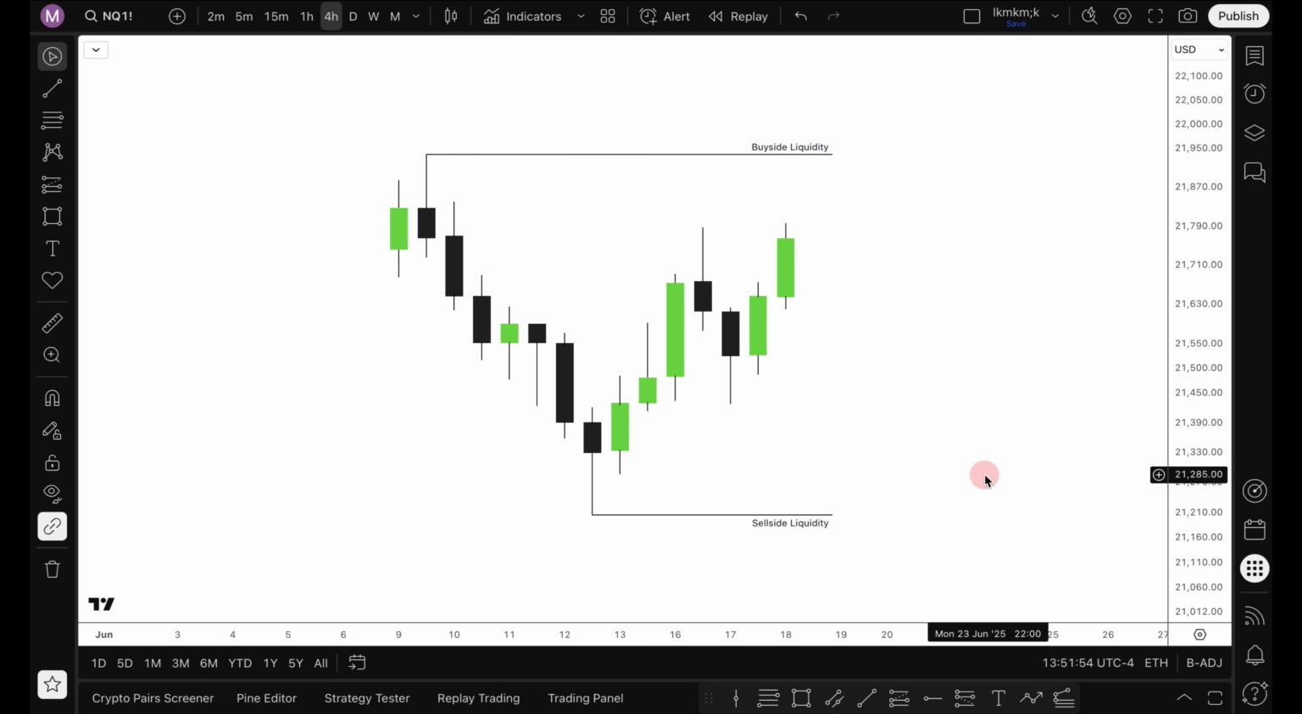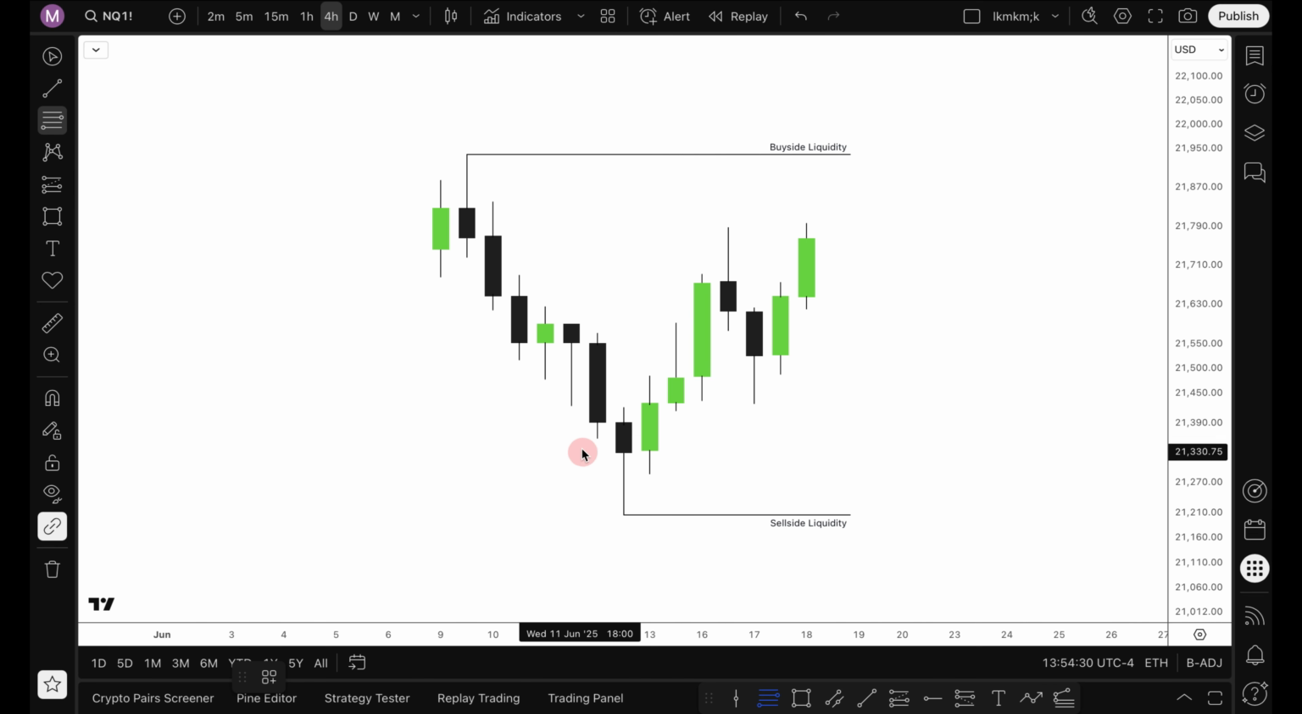The first thing to understand when marking out premium and discount is you need to find a range. It will be the most recent swing high to swing low, or the most recent swing low to swing high, or the most prominent range in that area. So now I'm going to show you a quick example using something called a Fibonacci retracement tool.